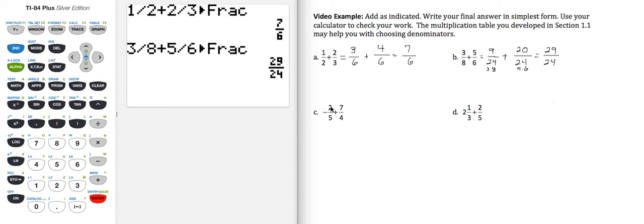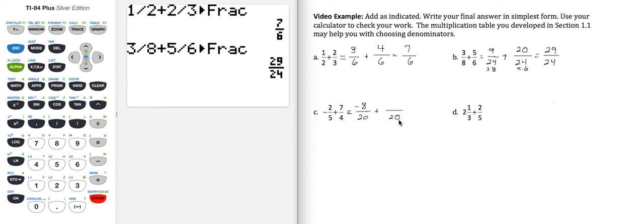For part C, I have -2/5 plus 7/4. I need a common denominator between 5 and 4. 5 times 4 is 20, so I'm going to use that. That's the smallest number that both 5 and 4 will divide into evenly. 5 goes into 20 4 times. 4 times 2 is 8, but don't forget that negative there.